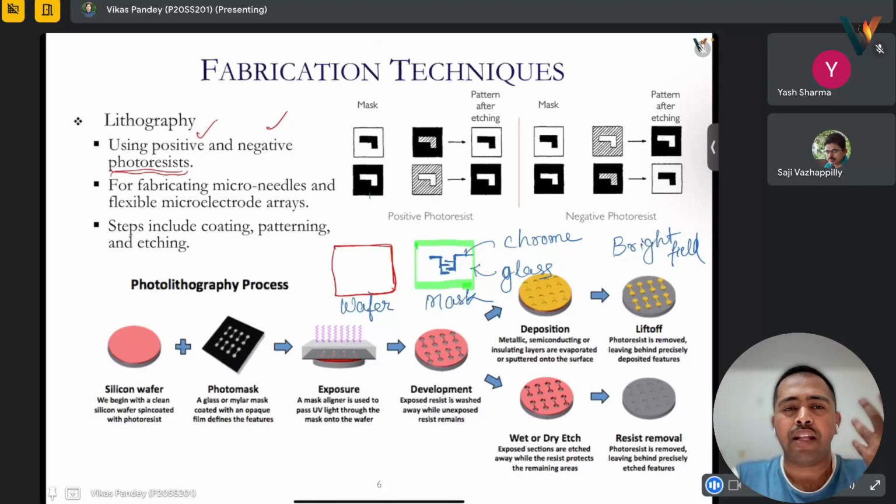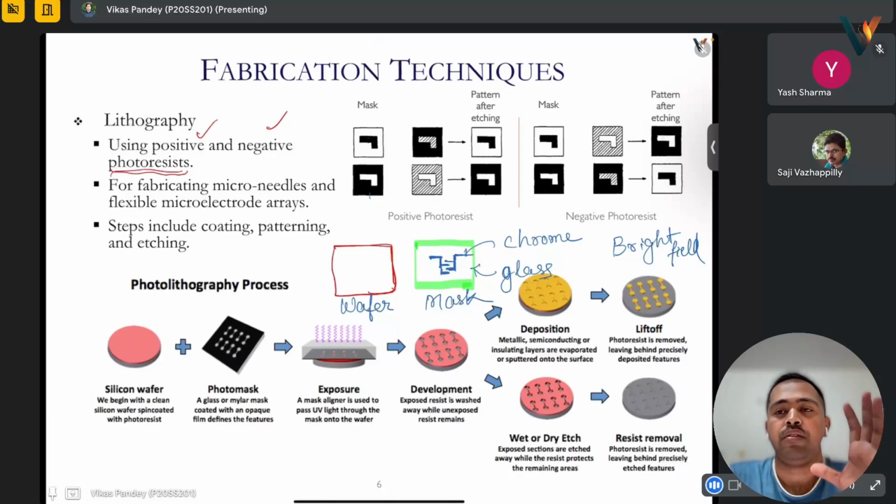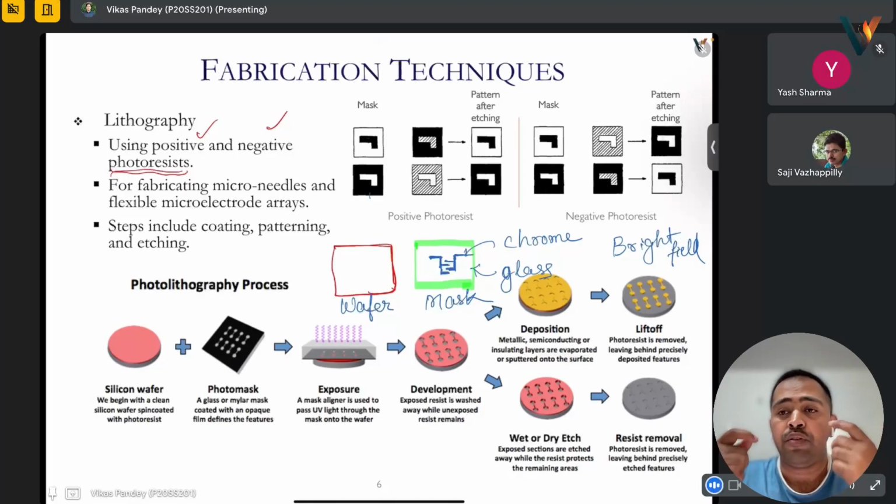There are different techniques. In some techniques electron beam is also used, but the simplest one is photolithography, where ultraviolet light of fixed wavelength, that is 365 nanometer or 405 nanometer, is used to expose it. Once exposed, we remove it, put it into developer, and we will see that the pattern is there. And the pattern will depend on two things: whether our mask was bright field or dark field, and our resist was positive or negative.